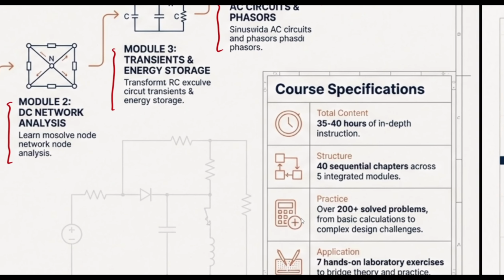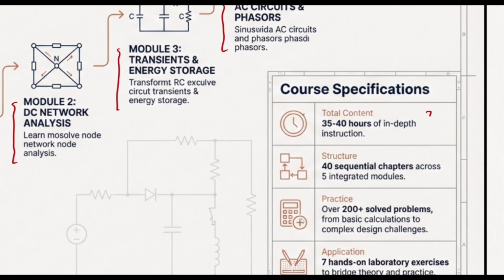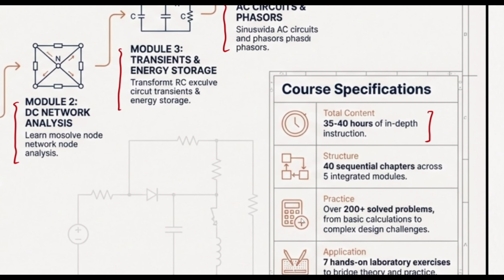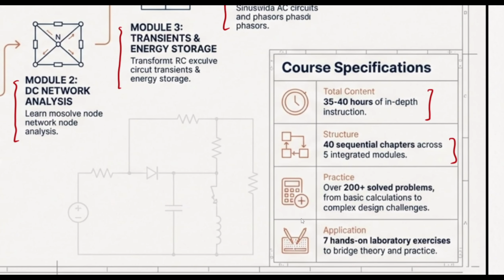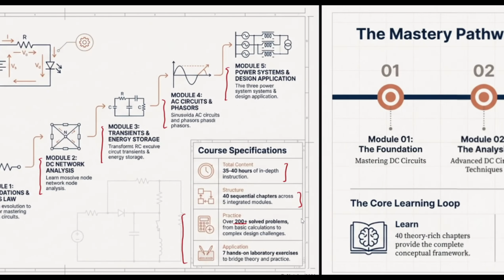So in total, you have to expect around 34 to 40 hours of in-depth instruction. We are going to have 40 sequential chapters across 5 integrated modules. We are going to put our focus heavily on solving examples and labs. That means we have more than 200 solved problems in order to help you understand everything in detail. And finally, we are going to have 7 hands-on practical labs in this course itself.